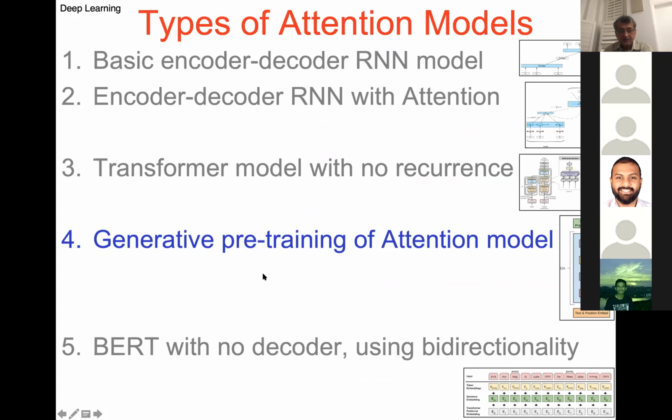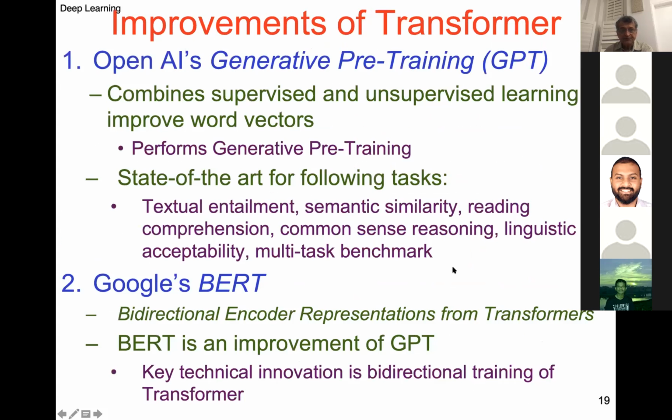All right, so a transformer model with no recurrence. There is no recurrence relationship with a transformer model. And generative pre-training of attention model, improvements of transformer. So OpenAI, these are the state-of-the-art things that are going on today.